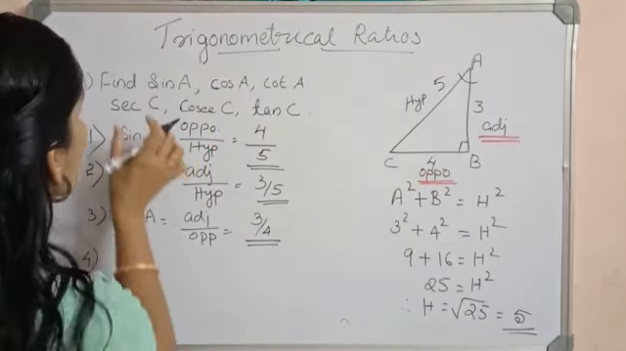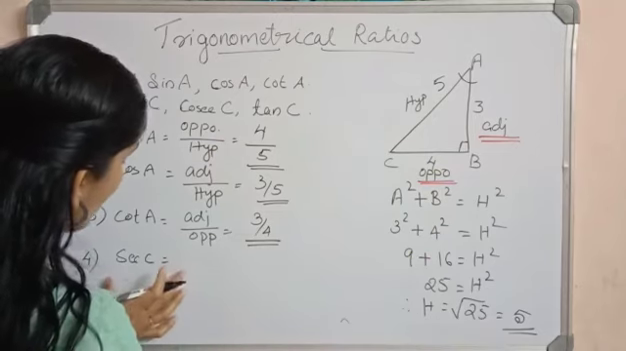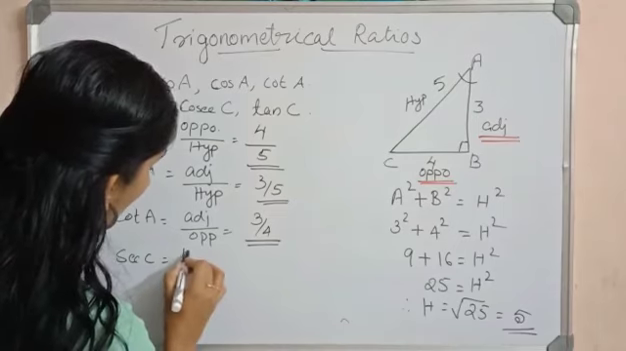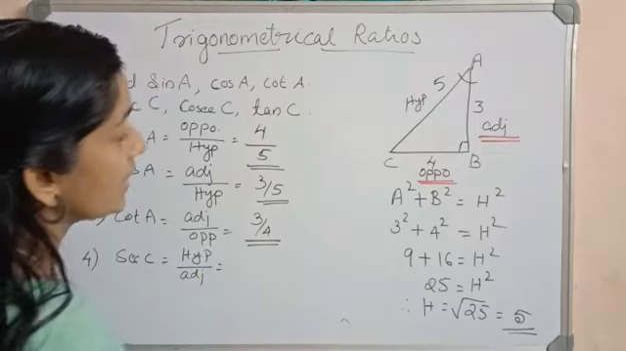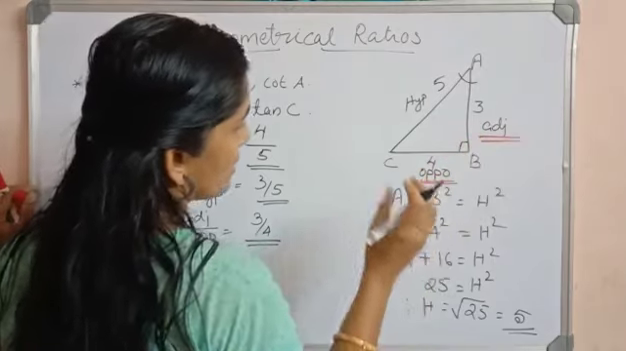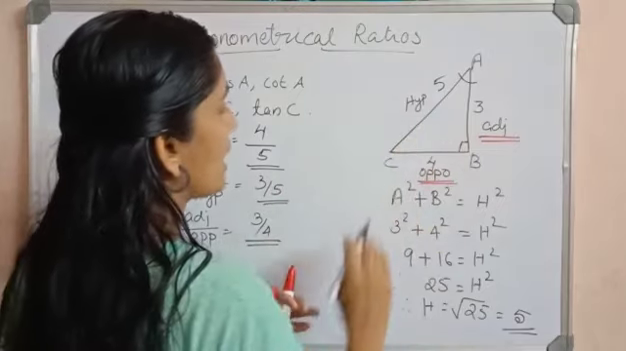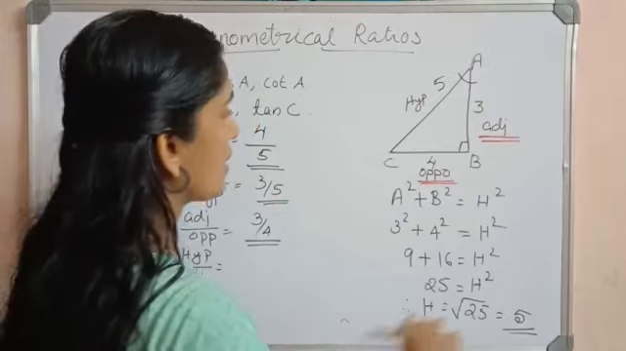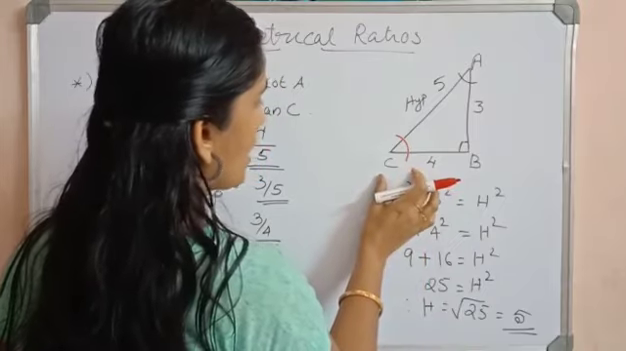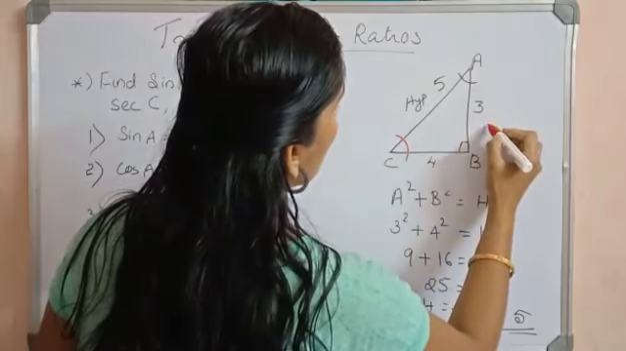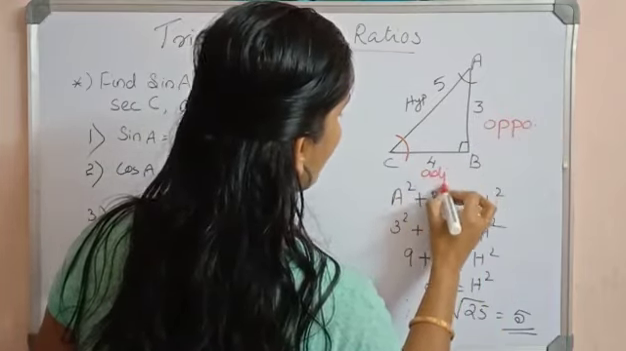The next one is sec C. According to the ratio, sec is hypotenuse by adjacent side. But here we cannot consider this adjacent side since the angle of reference is C here. So we need to change the opposite side as well as the adjacent side. Now we have to consider angle C as the angle of reference. When we are considering C as the angle of reference, AB will become the opposite side and BC is the adjacent side.